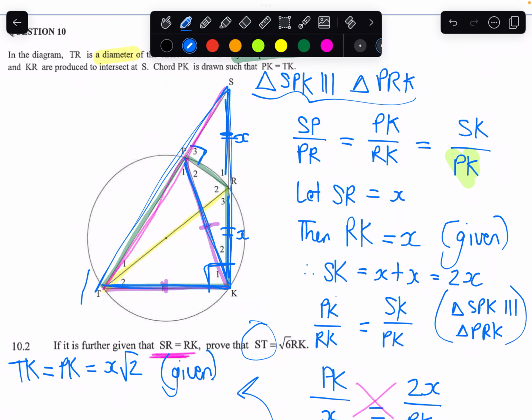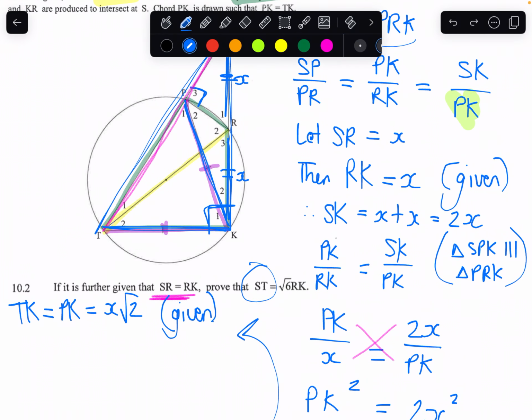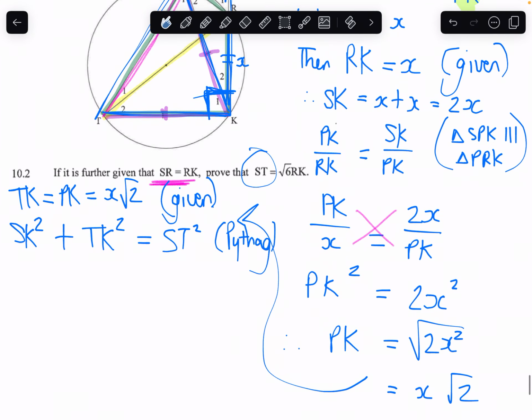So our Pythag will say SK squared plus TK squared is equal to ST squared, because Pythag said so. And we did already show that this is a 90 degree angle, and therefore Pythag applies. We showed that in an earlier question. But if you hadn't yet shown that it's a 90 degree angle, you would first have to state that it's a 90 degree angle and why, before you applied Pythag.